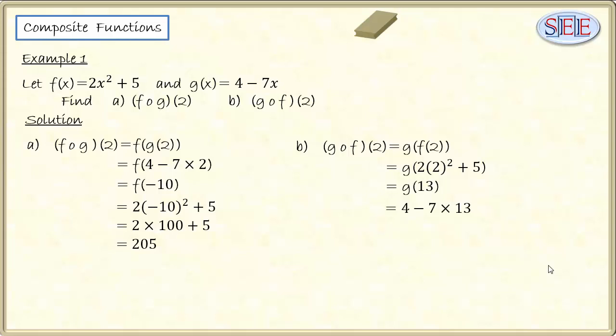So multiplying minus 7 by 13 and adding that answer to 4, the final result will be minus 87. Therefore, the image of 2 under the composite function g of f is now minus 87.